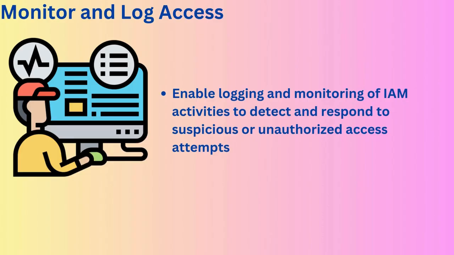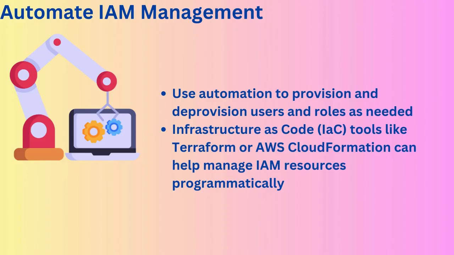Enable logging and monitoring of identity and access management activities to detect and respond to suspicious or unauthorized access attempts. Automate identity and access management. Use automation to provision and deprovision users and roles as needed. Infrastructure as code tools like Terraform or AWS CloudFormation can help manage identity and access management resources programmatically.